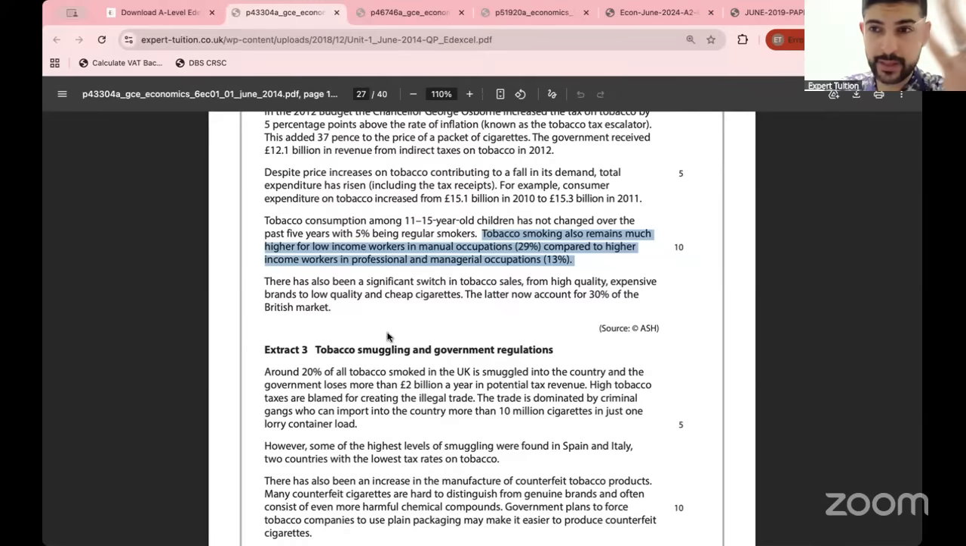My favorite part of this is absolutely mental. It goes, 11 to 15-year-old children are regular smokers. What, the 11-year-olds? If you're smoking at the age of 11, sort yourself out. Stop it. Even 15. Stop it. Stop it.